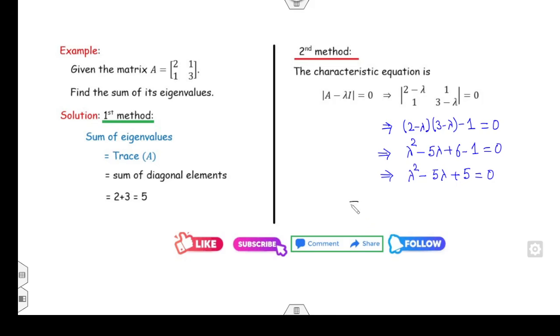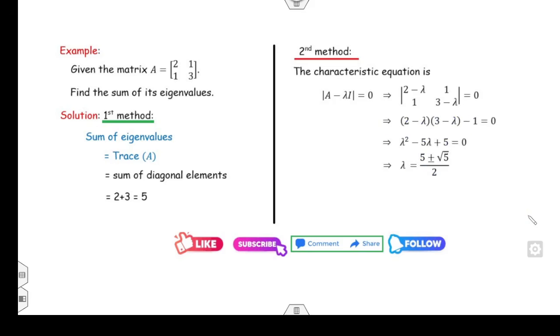So can you factor them? That will be lambda is equal to minus b plus minus root of b square minus 4ac divided by 2a. Which implies 5 plus minus root 5 divided by 2 are the eigenvalues of this matrix A. So therefore, what is the sum of the eigenvalues? The first eigenvalue is 5 plus root 5 over 2. The second eigenvalue is 5 minus root 5 over 2. So you can add them. The sum will be 10 over 2, that is 5, which is similar to the first method.